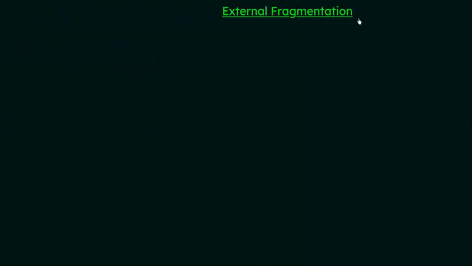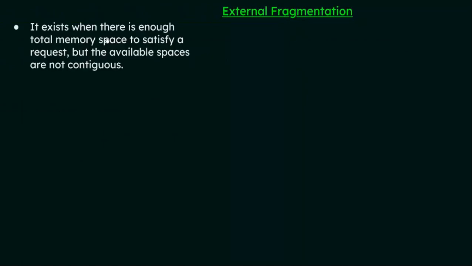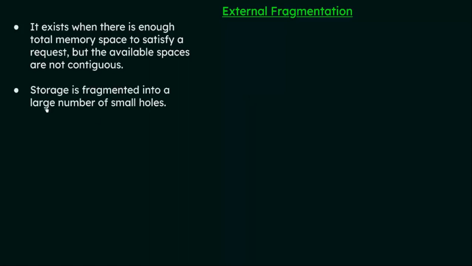Let's see what happens in external fragmentation. It exists when there is enough total memory space to satisfy a request, but the available spaces are not contiguous. So external fragmentation occurs when we have free spaces in memory that are not contiguous. If you add all the free spaces present as blocks here and there, together they form a big block, but since they are not contiguous, we are not able to merge them, and hence we are not able to satisfy the needs of the processes. So this is when external fragmentation occurs. The storage is fragmented into a large number of small holes. We will see this when we take the diagram and explain it.